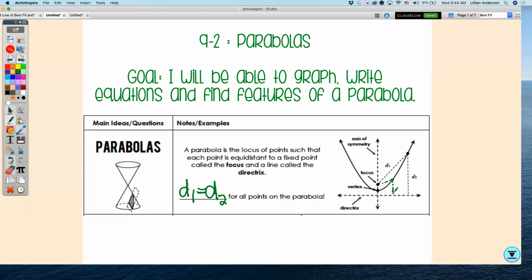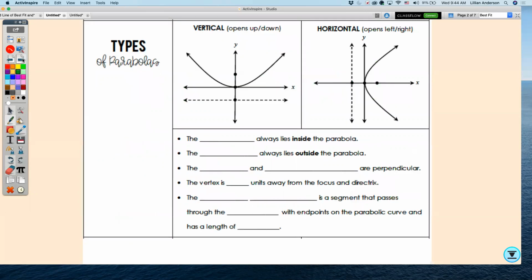Terminology-wise, some different features of the parabola. As you can see here, like I said, they can either open up or down. That's known as a vertical parabola, or it can open left or right. That's known as a horizontal, okay? The focus of a parabola always lies on the inside of the parabola. So this point that lies on the inside, in other words, wherever it opens, that is your focus, okay? So this point here, that is your focus, whether it opens up or down or left or right.